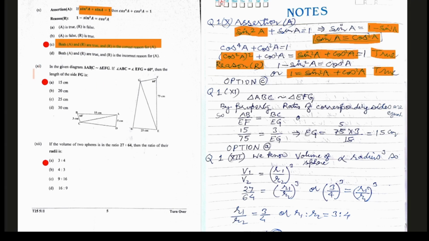Now we move to the 11th part. We are given that triangle ABC and triangle EFG are similar triangles. So by property, if two triangles are similar, then the ratio of their corresponding sides are also equal. So here is the ratio of their corresponding sides. We know that the value of AB is given, which is 15, and the value of EF is 75. The value of BC is 3 centimeters, and we have to find out FG.